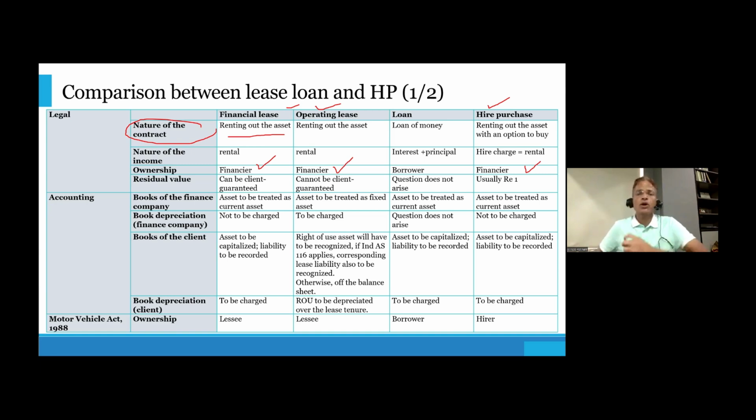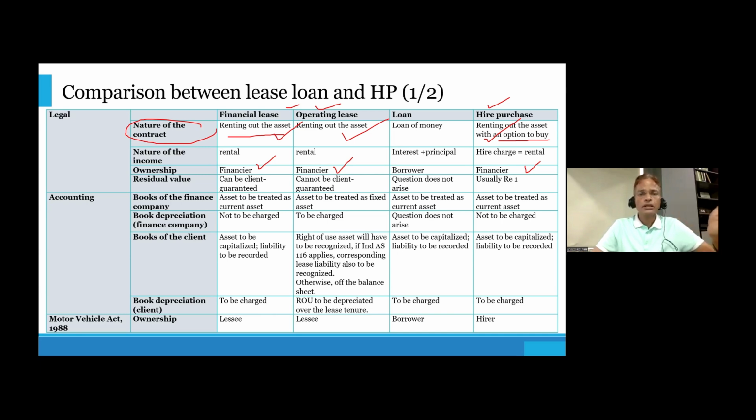And therefore, the legal nature of the contract, in case of a financial lease, is renting of an asset. In case of an operating lease, it's also renting of an asset. In case of hire purchase, renting of the asset, but with an option to buy. An option to buy may be there in a financial lease or operating lease as well. The question is, what sort of an option? Remember from episode 1, we said an option to buy such which is a bargain purchase option. An option at a price where it's almost certain that the option will be exercised, right?